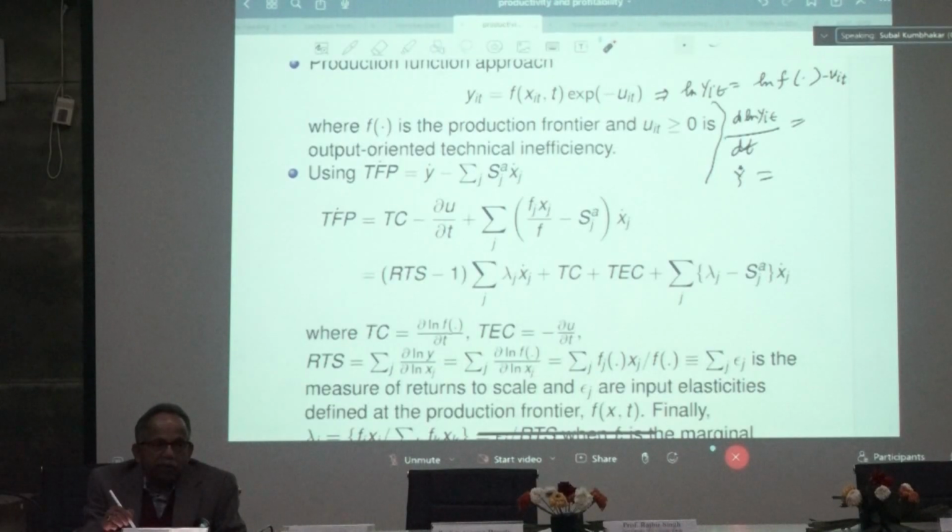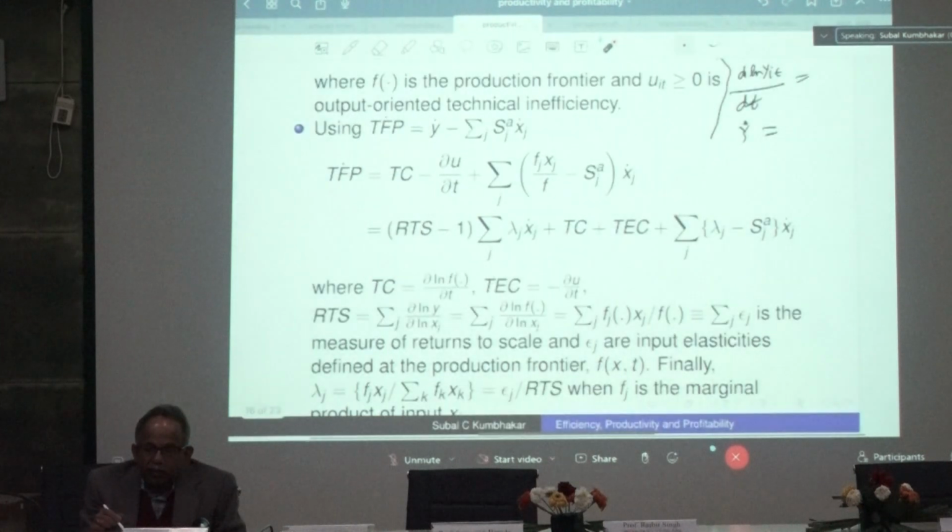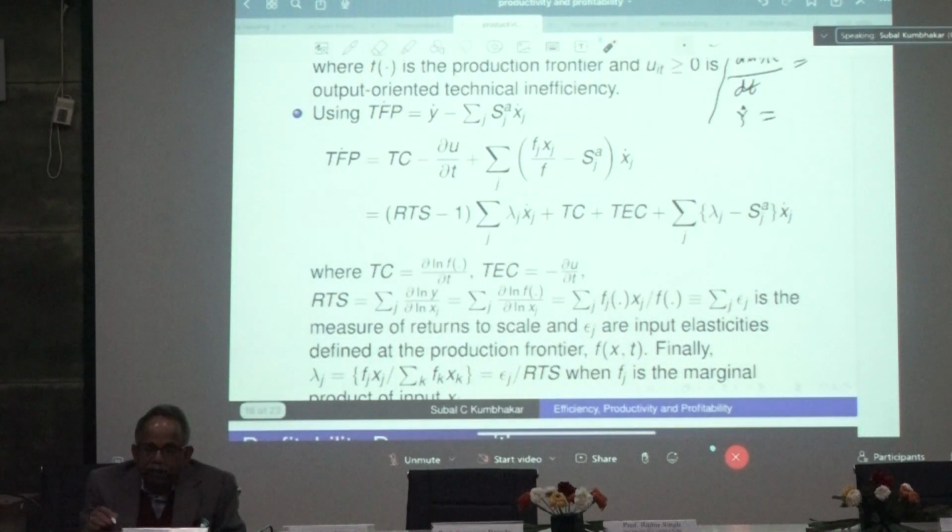RTS is returns to scale. I define returns to scale in this way. That means the input elasticity is the sum of that. Okay, so that is returns to scale. And then again, I define lambda j somewhere in here. It's input elasticity divided by returns to scale.